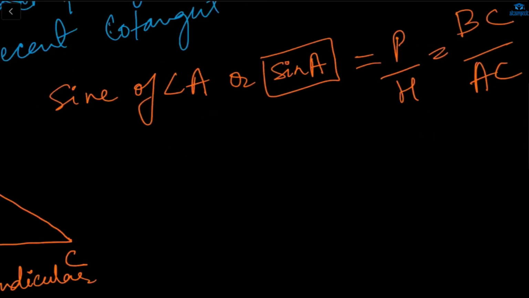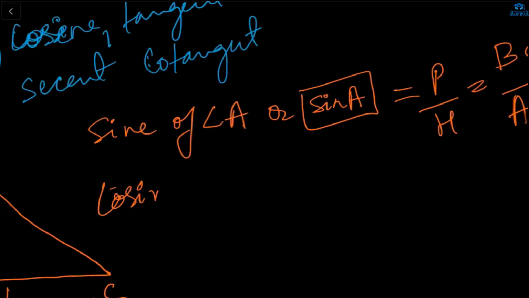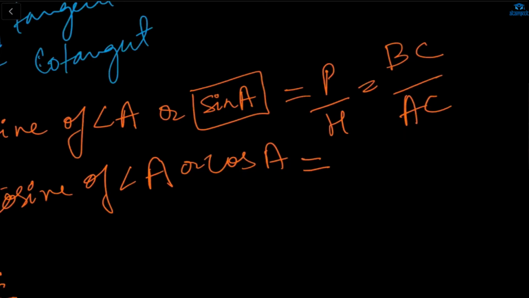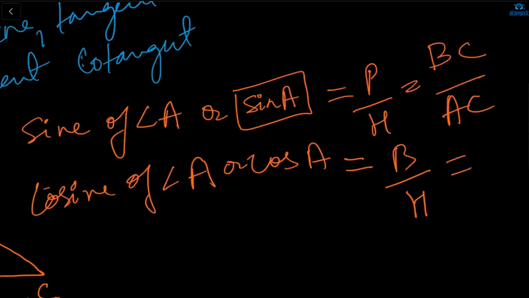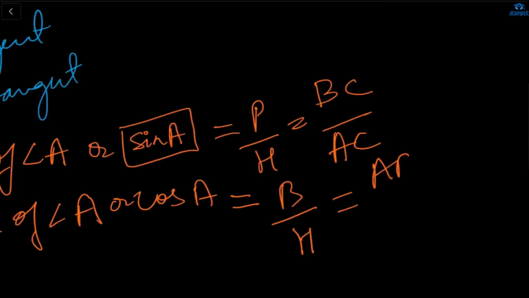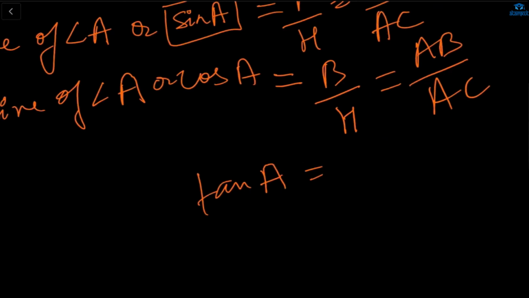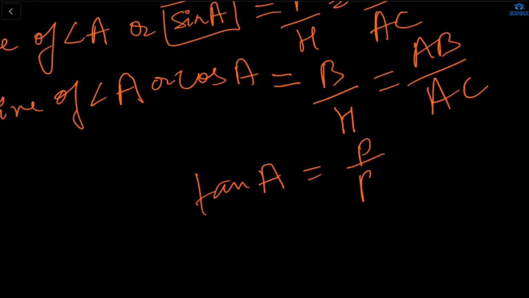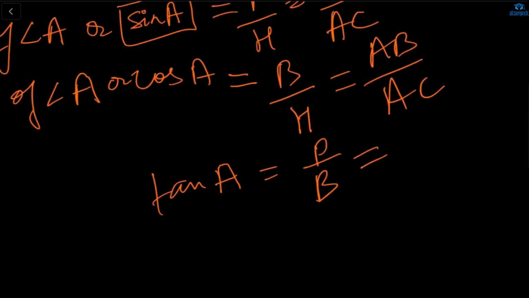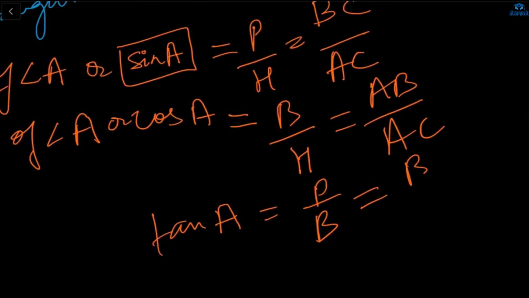Now if I say cosine of angle A, or cos A, cos A will be equal to base by hypotenuse. Base is AB, so AB by AC. These things you have to remember. Tangent short form is tan A, and tan A is perpendicular by base. So perpendicular is BC and base is AB.